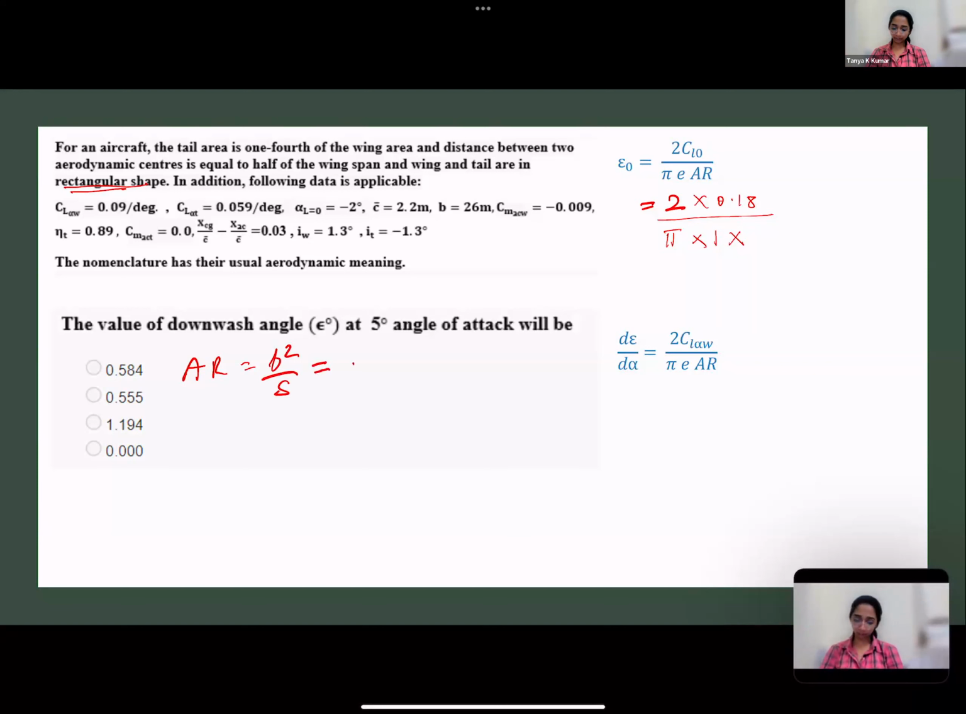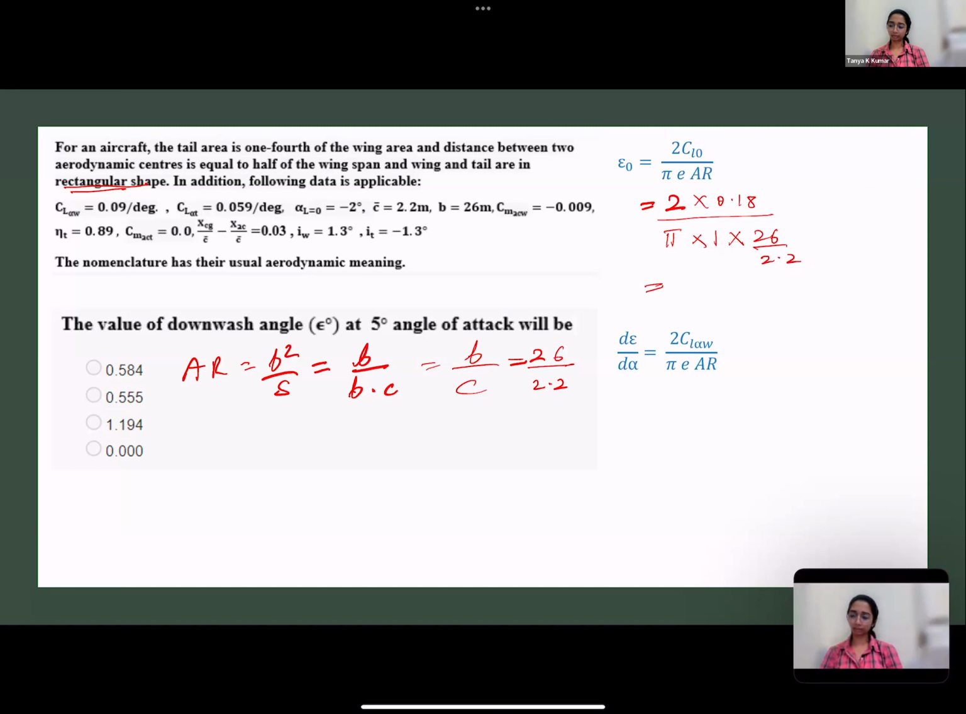Since it's a rectangular wing, S is B into C, so you just have B by C. B is 26 and C is 2.2. Okay. So plug that in here. Aspect ratio is 26 by 2.2. How much is epsilon naught? Just tell me the value. I don't have a calculator.